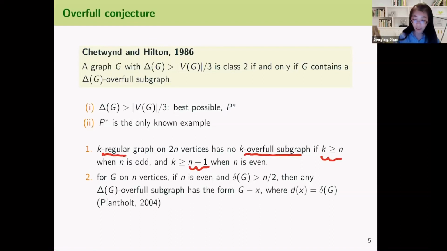And this is also just directly coming from calculation on the edges. If n is even and the minimum degree is bigger than n over 2, then any delta G overfull subgraph of G has the form of G deleting one vertex. Here this vertex x is one vertex of small minimum degree.